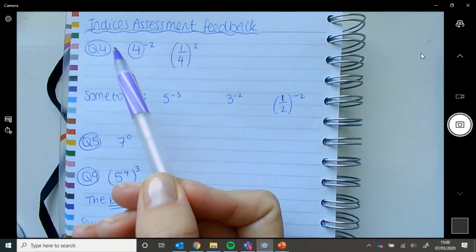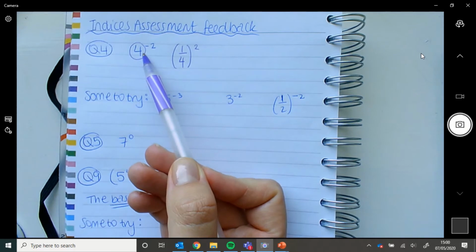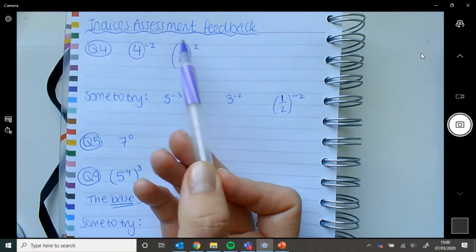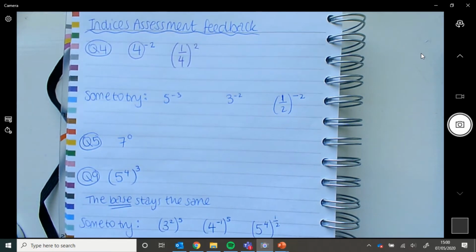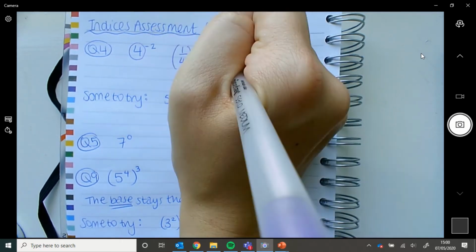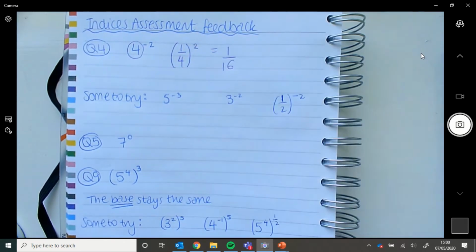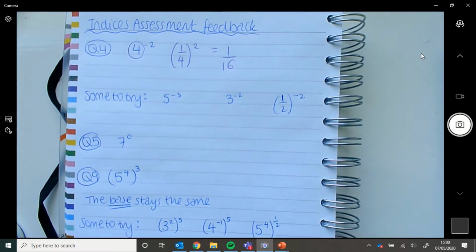So the change is I've found the reciprocal of whatever the base was, and then the negative has now disappeared out of my power. I've put it into brackets there because it reminds me that I need to square everything, the top of the fraction and the bottom of the fraction, not just the 4. Okay, so I'm going to square everything. 1 squared is 1, 4 squared is 16. There are 3 questions there. If you could please pause the video and have a go at those 3 if you got that question wrong. If not, you can carry on playing and I'll move on to question 5 shortly.